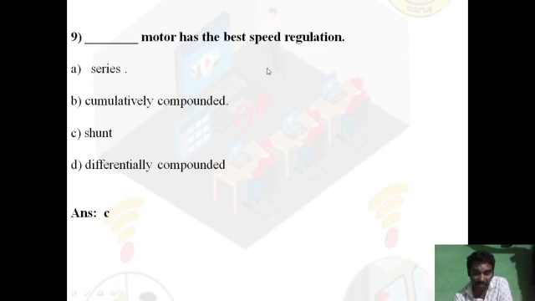The DC shunt motor has the best speed regulation. Already we have seen from the speed-current characteristics and also from the speed-torque characteristics that the DC shunt motor has the best speed regulation. That means it is suited for constant speed applications. Therefore, the DC shunt motor is suited for constant speed application because of its best speed regulation.